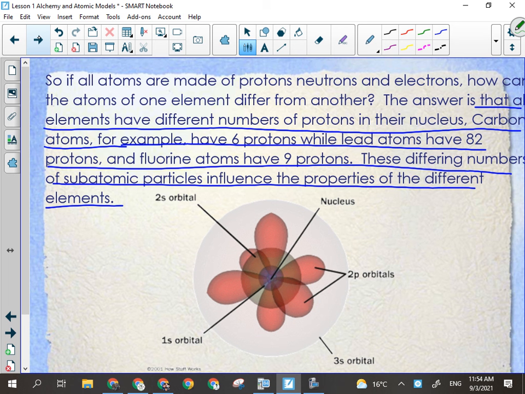So this underlined part here, it's important. Okay? Elements have different numbers of protons in their nucleus, and those differing numbers of subatomic particles influence the properties of different elements. Okay? So make sure you got that underlined or highlighted in your notes or written down or whatever, because that's something that could possibly come up on a quiz like on Thursday of next week, when you will have your first quiz.